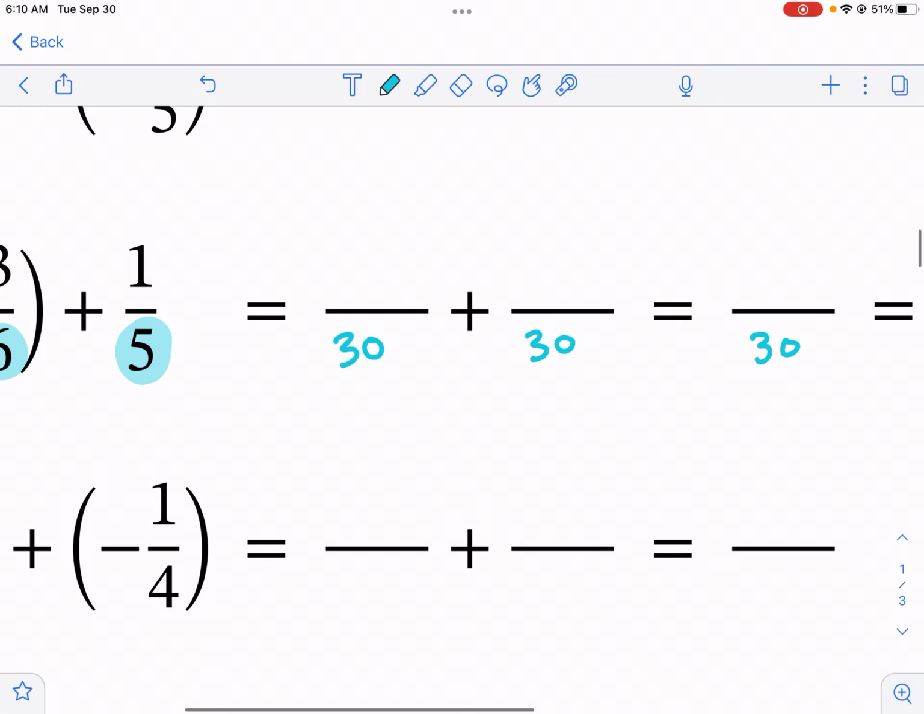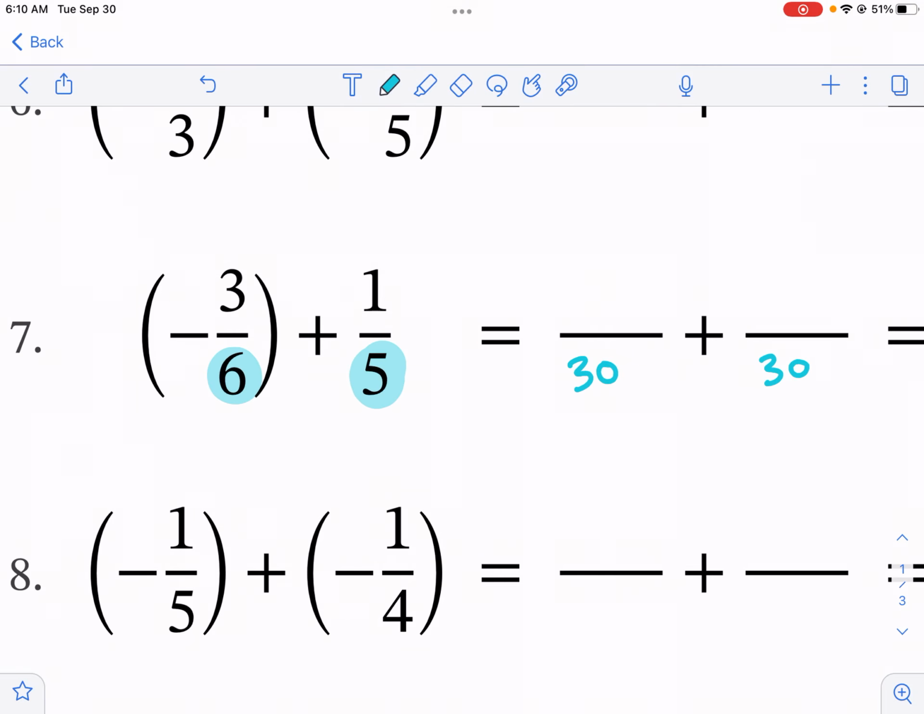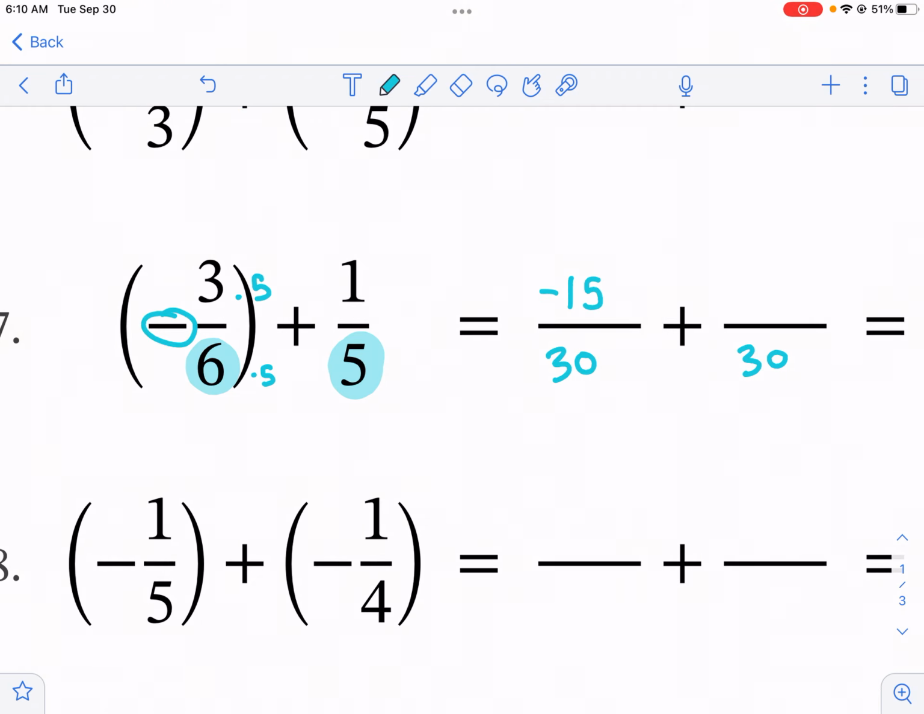So I'm going to say, okay, we're going to keep 30 as our common denominator, and we say to ourselves, okay, what do we multiply 6 by to get to that 30? Okay, well, obviously I multiplied by 5. So I'm going to do 6 times 5, and I'm going to write that same thing in the numerator. So 6 times 5 is 30. Negative 3 times 5 is negative 15. And basically just going to keep that sign out in front.